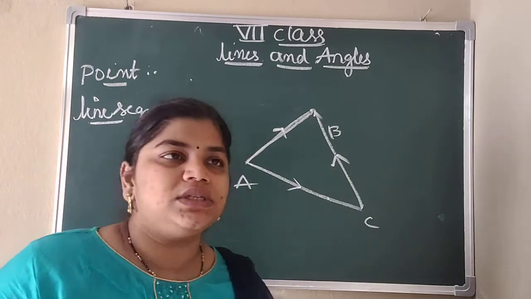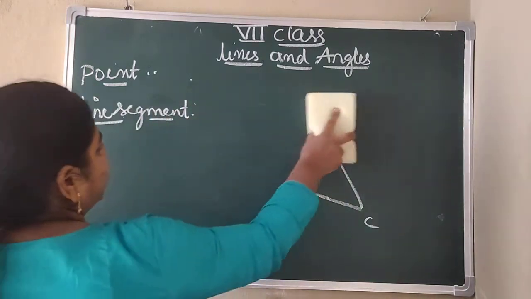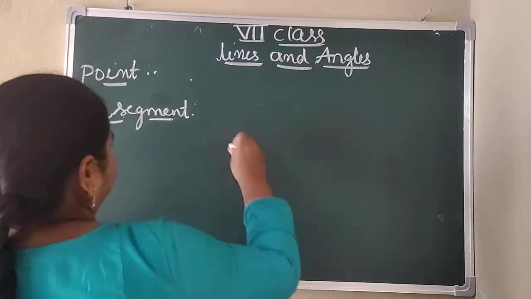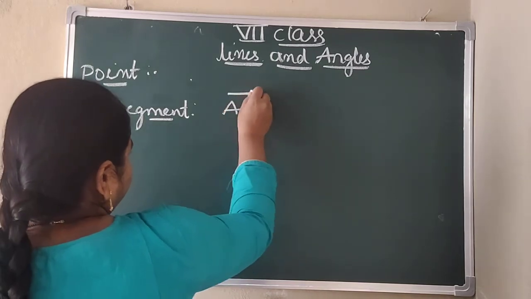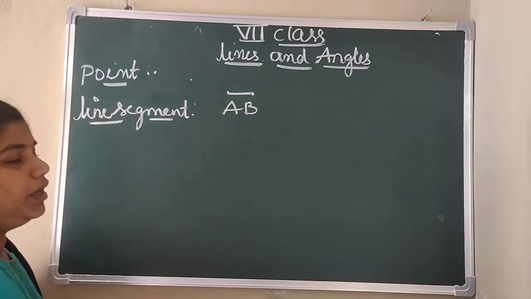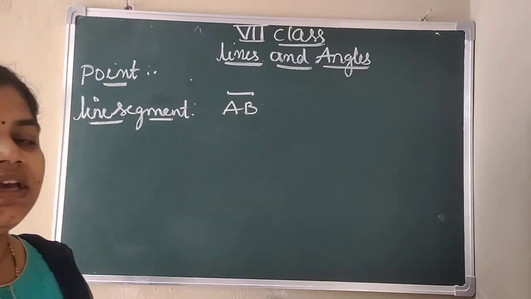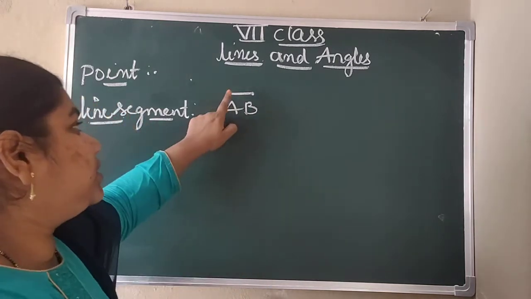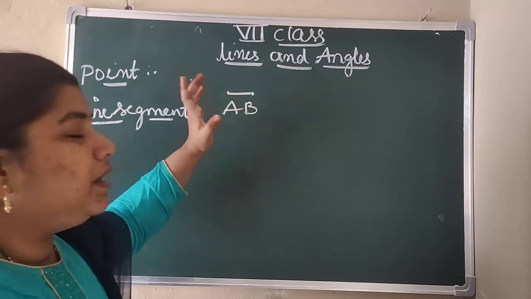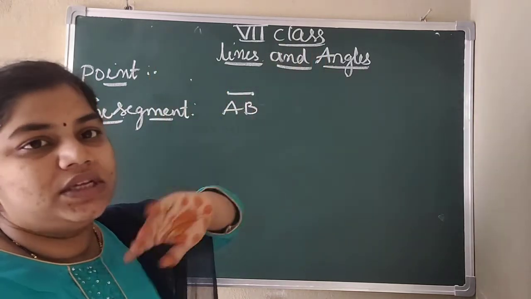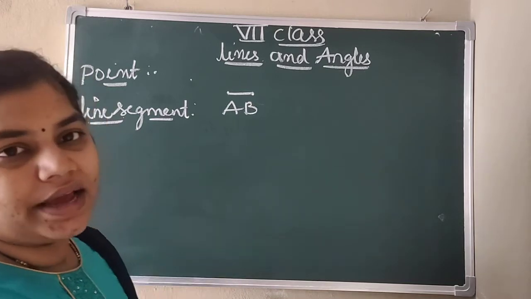So how to denote this line segment? We denote this line segment with the two points, in this order. Can we measure the line segment? Yes, we can measure the line segment because it has two end points. It can't extend from both the sides. So this is called a line segment.